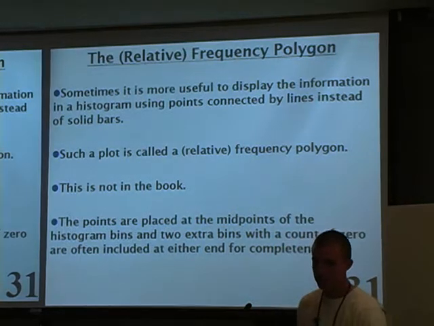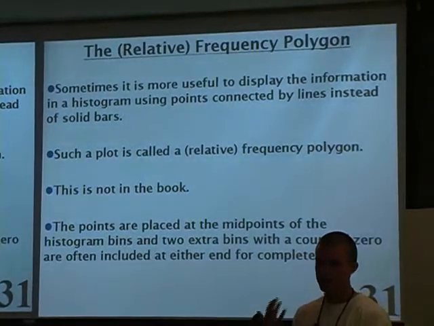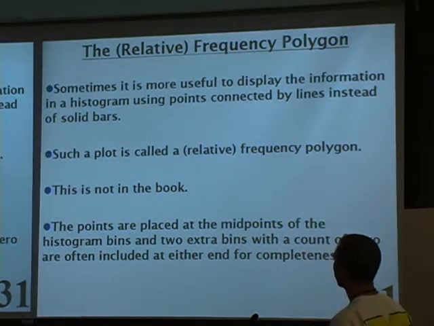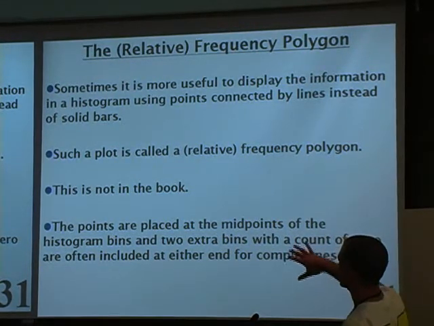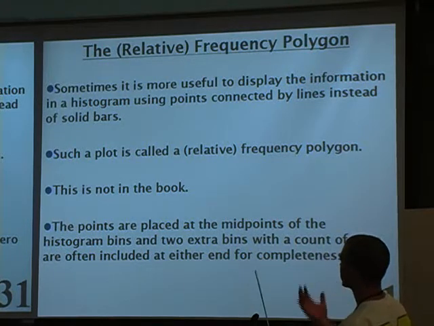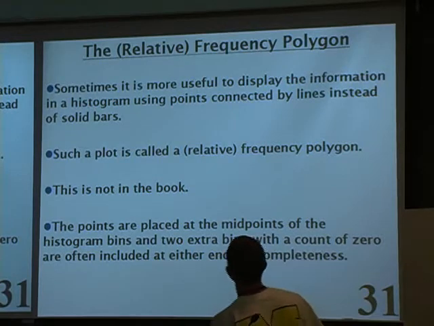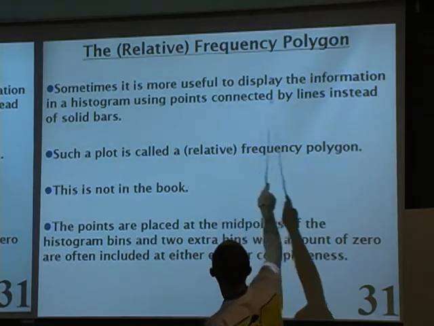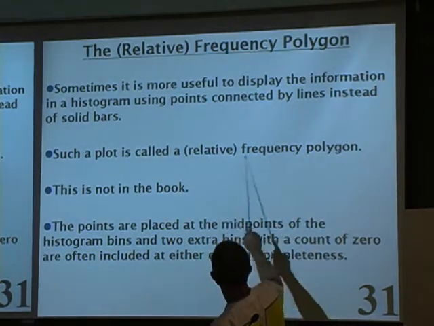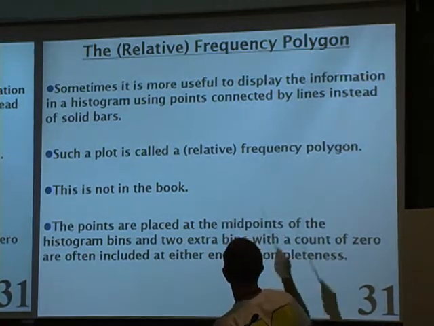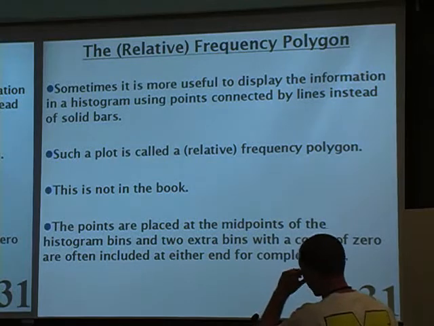Now, sometimes you don't want to make a histogram with these bars, right? If you look at some of the plots that people make, having the bars is a little bit childish, and you're wasting a lot of ink that doesn't really need to be there. So what people sometimes do is they take the midpoints of the histogram and connect those by lines, and that's generally called a frequency polygon, or it could be a relative frequency polygon if you divide by the total to make them decimals.